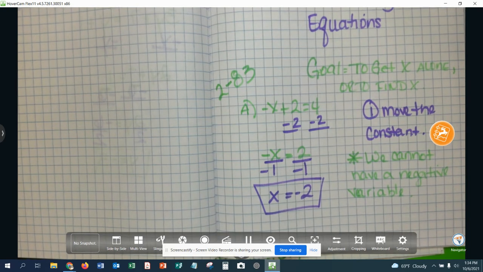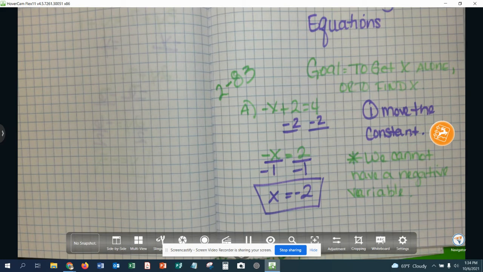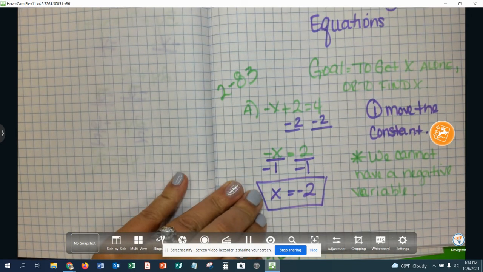How do you feel about -2? You feel good? You feel great? You feel wonderful? Wonderful. Are we ready to turn the page?